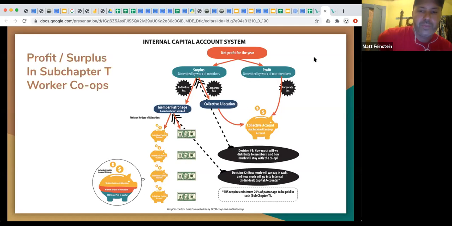But yeah, good point. You don't need to know all the details of this, but get an accountant that can help you set it up right, so you can really take advantage of this subchapter T, so you're not paying double taxes, and you can keep this investment going in your co-op.